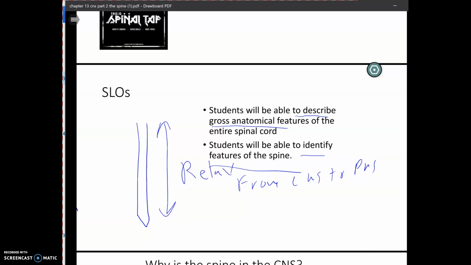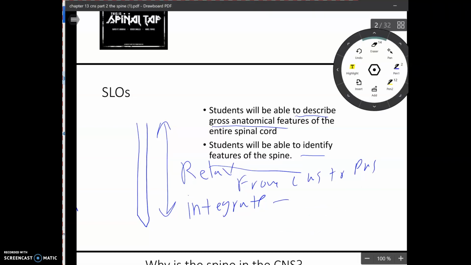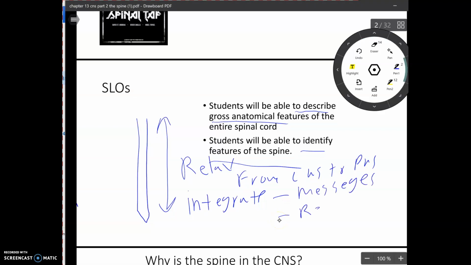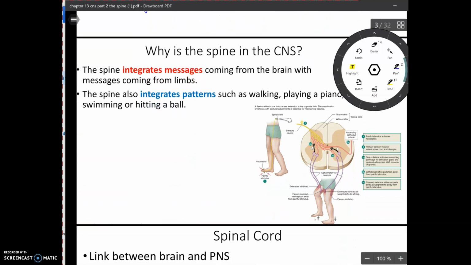So what does it do? Well, it has to integrate, and it integrates messages and reflexes. The spinal cord is going to integrate messages coming to and from the brain. You can actually have the spinal cord do things on its own as well. It integrates limb patterns such as walking, playing the piano, hitting a baseball, and it also integrates reflexes.